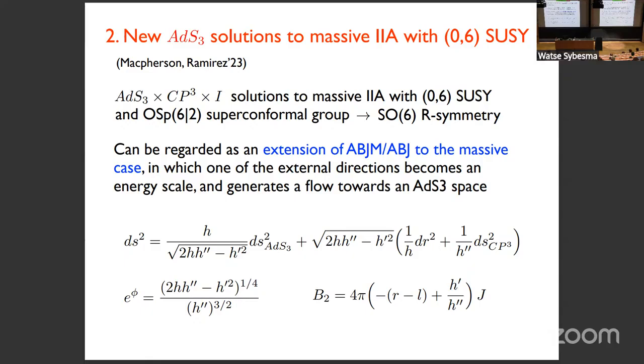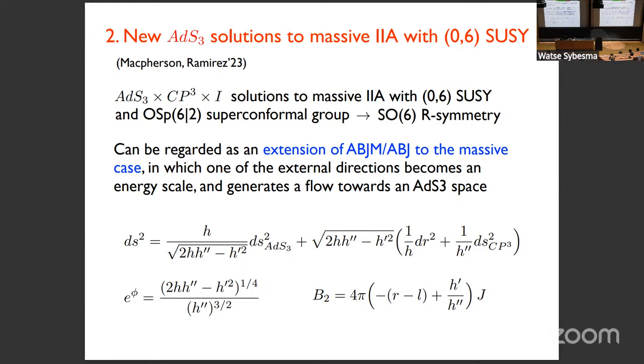on the CP3. I'm going to argue that these solutions can be regarded as an extension of ABJM to the massive case, that is adding extra D8 branes, which have the effect of turning one of the external directions of the AdS4 part of the geometry into an RG scale, using field theory language, and generating a flow towards an AdS3 space. I will be more clear about what I mean with this claim.